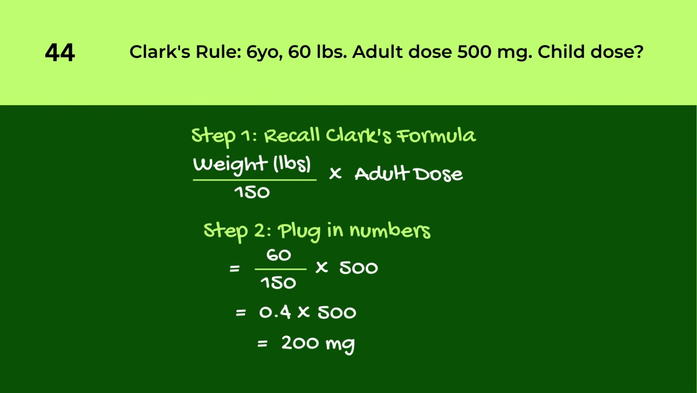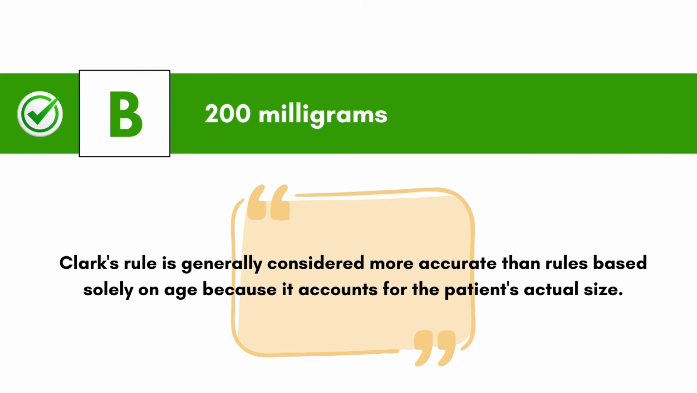Clark's rule relies on weight. The formula is the child's weight in pounds divided by 150, multiplied by the adult dose. So, we take 60 divided by 150, which gives us 0.4. Now, multiply 0.4 by the 500 milligram adult dose. That calculates out to exactly 200 milligrams. Option B is correct. Clark's rule is generally considered more accurate than rules based solely on age because it accounts for the patient's actual size.